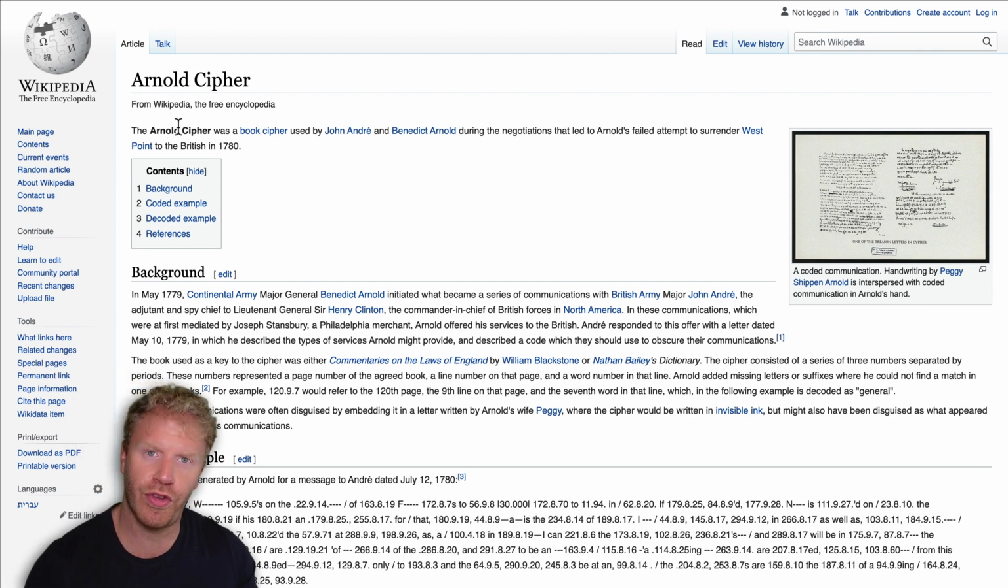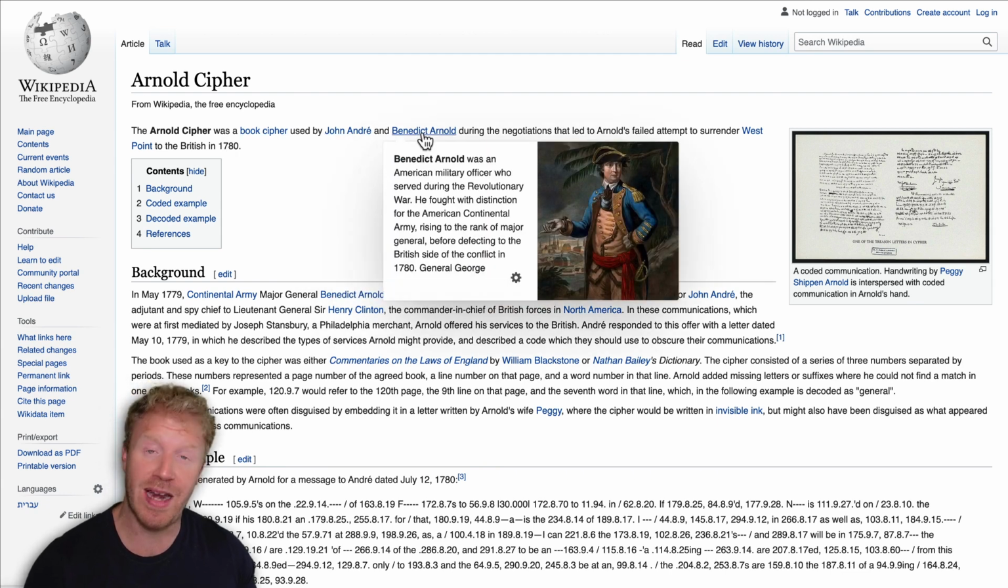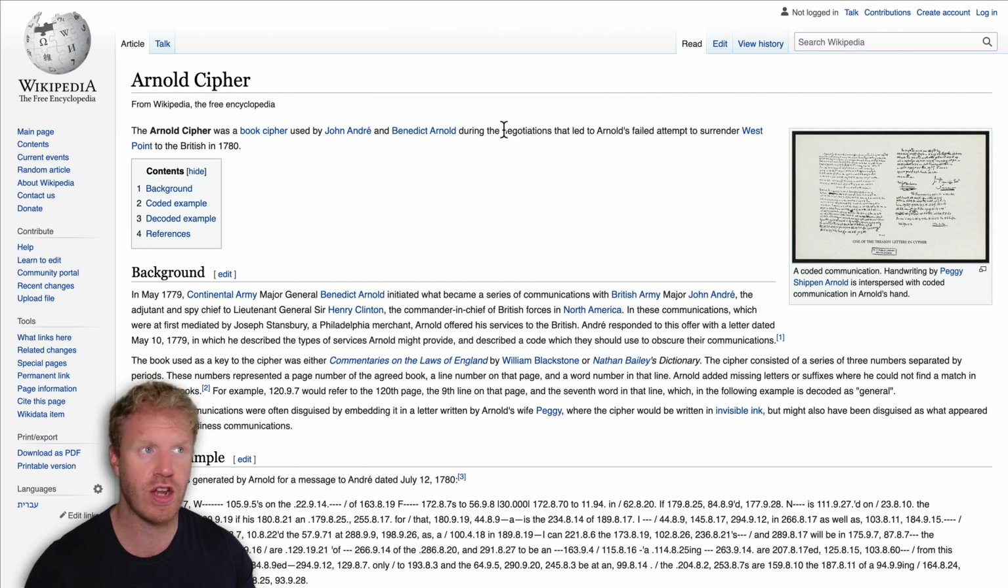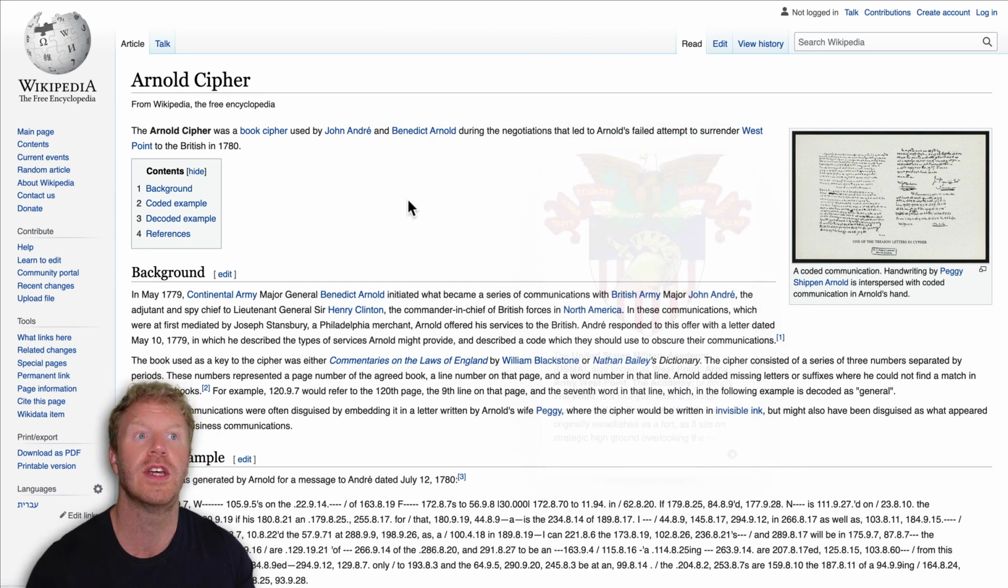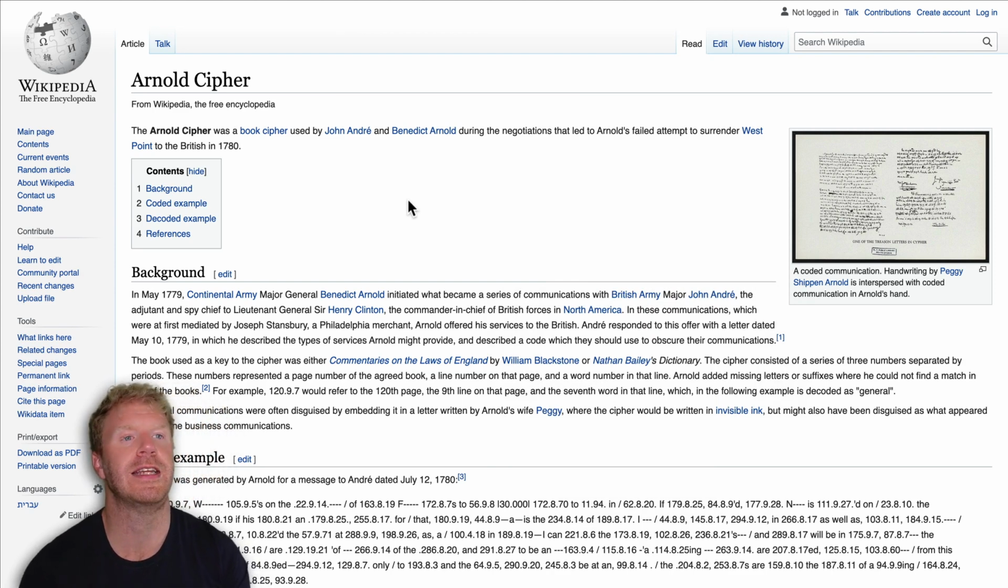Now, the Arnold cipher was a book cipher used by John André and Benedict Arnold to exchange communications during the negotiations that led to Arnold's failed attempt to surrender West Point to the British in 1780.